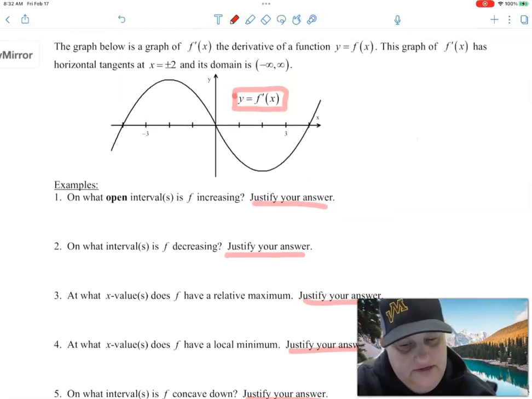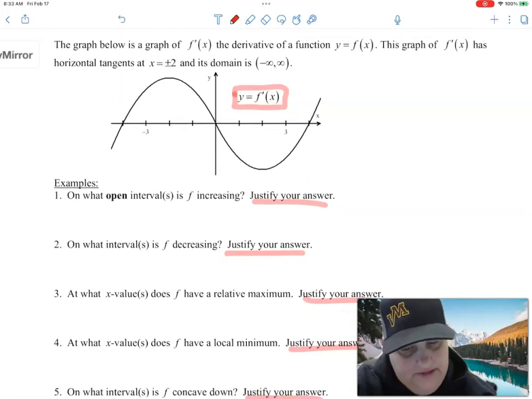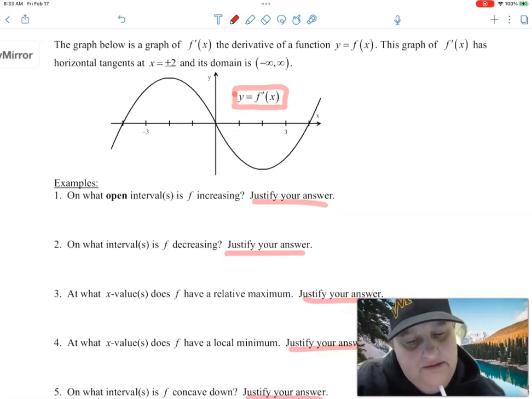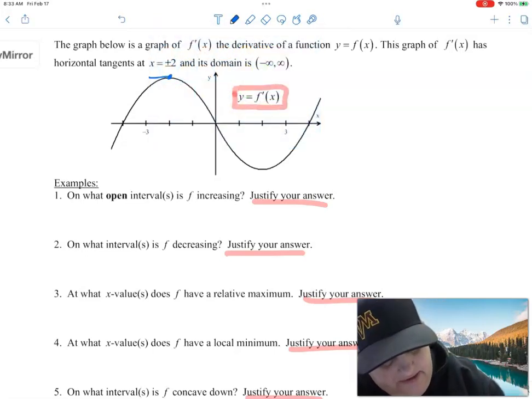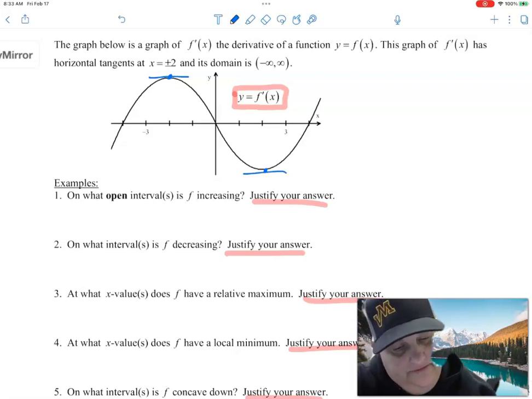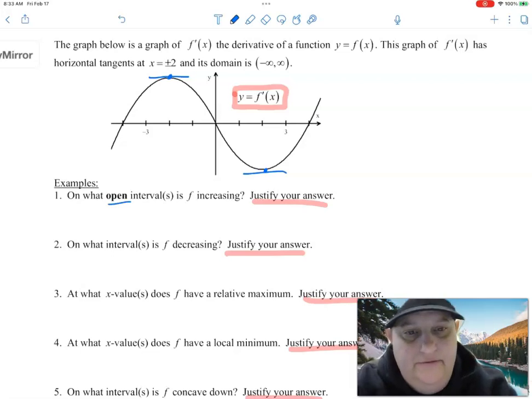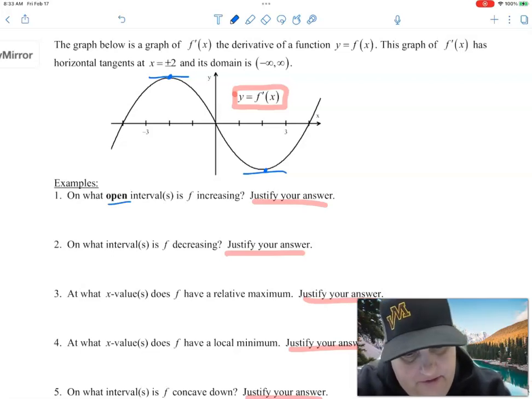Okay, so let's see how this works. The graph below is f prime, the derivative. It has horizontal tangents at 2 and -2. So that's where the derivative equals 0. And its domain is -infinity to infinity. On what open intervals, that means within -infinity to infinity, is f increasing?